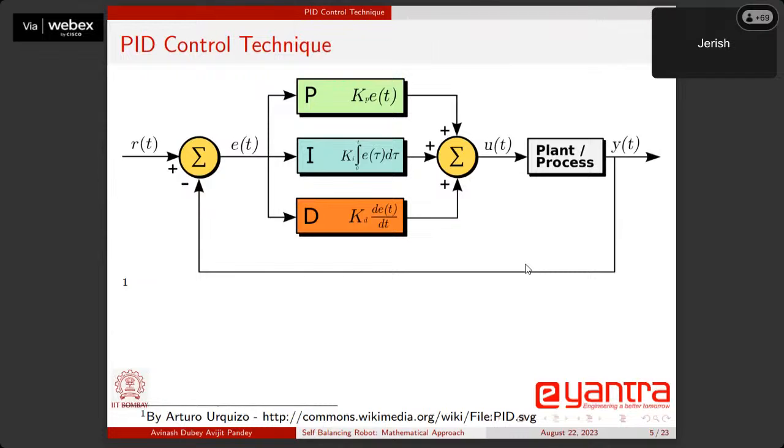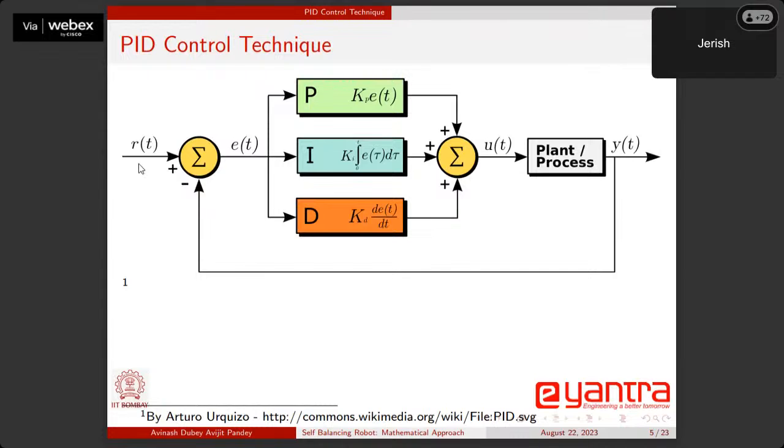Okay. Now we are going to learn about the PID control technique. Before diving into it, let's look at the flow diagram shown here. You can see the block named plant or process. It's nothing but a system; in our case, it might be a bot. For the bot, we are giving an input which is termed as u of t, and the plant gives us an output which is y of t. And here we are seeing r of t, which is nothing but the desired output that we need to get from the plant.